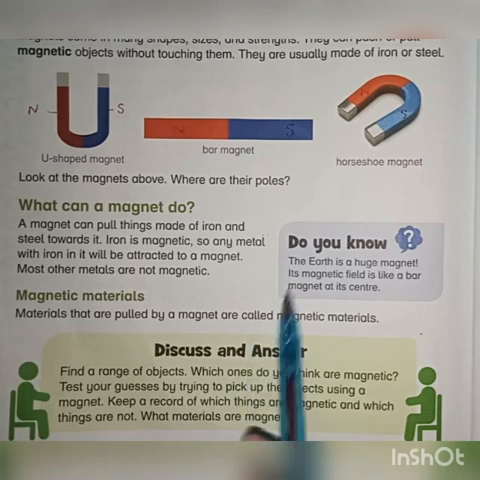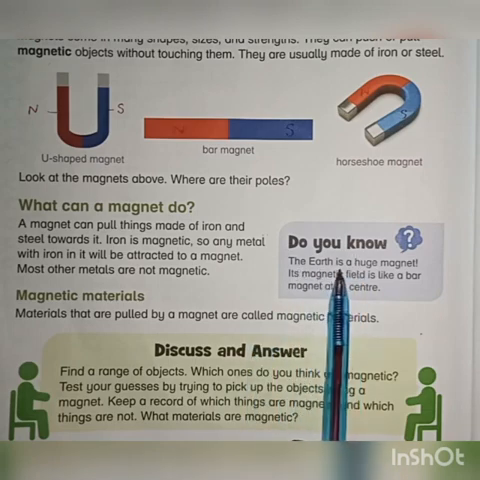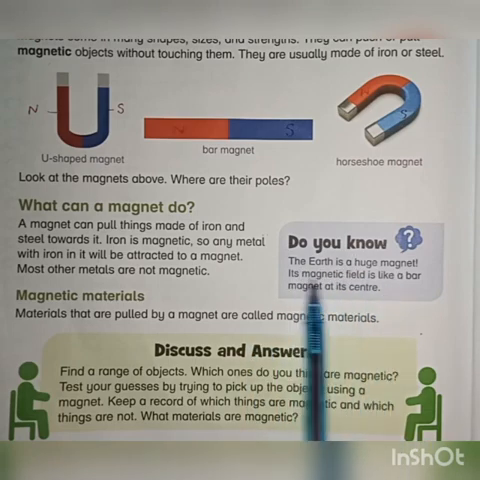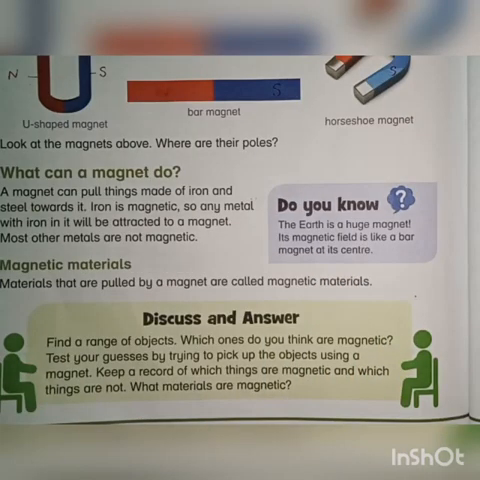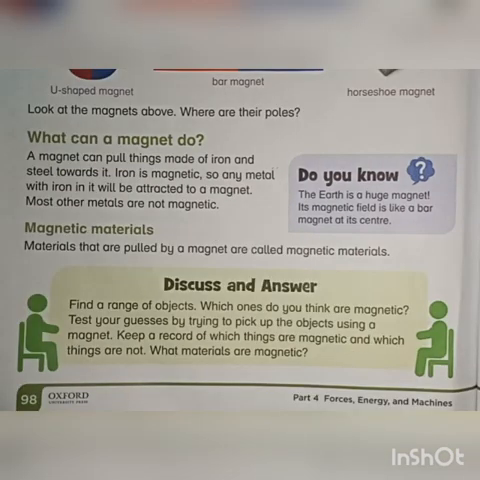Next one, do you know the Earth is a huge magnet? Its magnetic field is like a bar magnet at its center. The crust of the Earth has some permanent magnetization and the Earth can generate its own magnetic field. So, we could say Earth is a magnet.